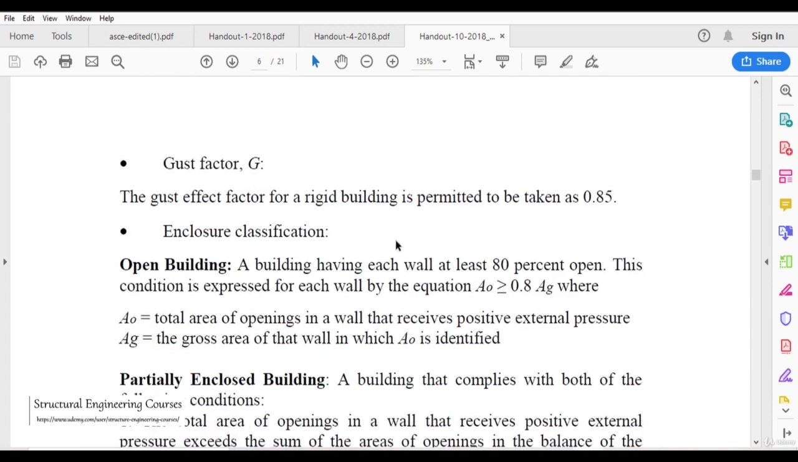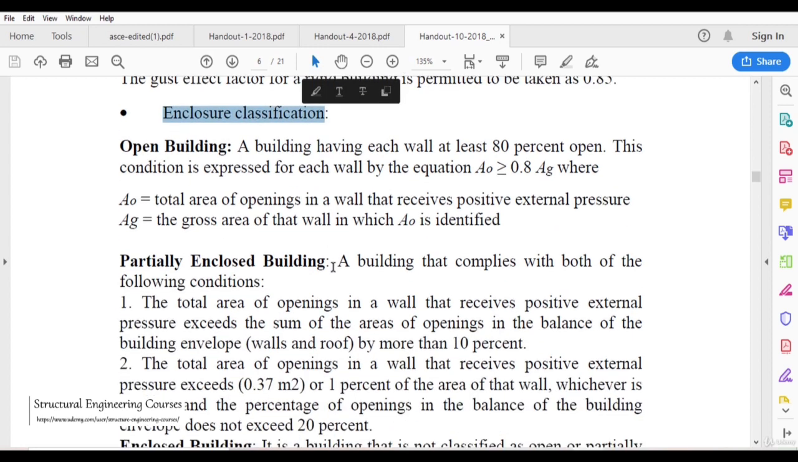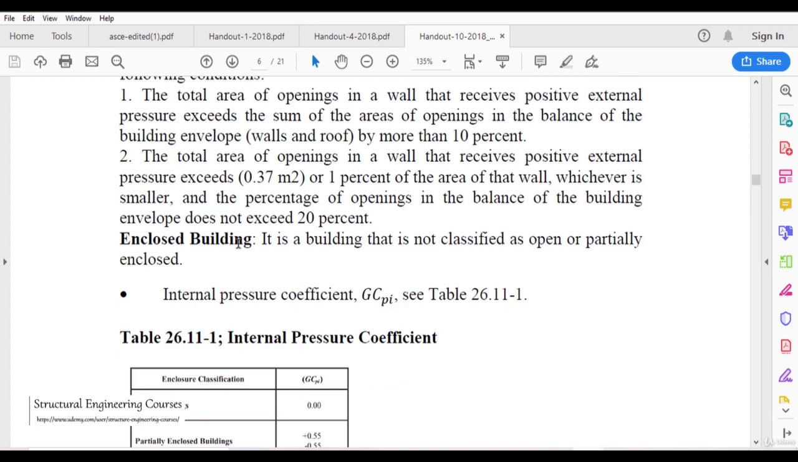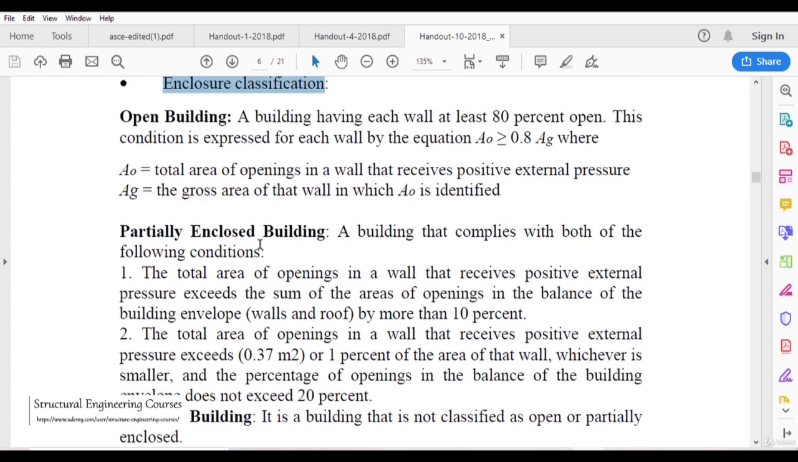So gust factor G, obviously for a rigid building, can be taken as 0.85. Enclosure classification can be open, partially enclosed or enclosed structures. So I repeat again that for open structures we don't need to worry about the internal pressure coefficients, and open means a building having each wall at least 80% open. So this condition is expressed for each wall with an equation. Obviously Ao, that is the total area of openings, should be greater than or equal to 0.8 times Ag. So Ao is the total area of openings in the wall, and Ag is the gross area of that wall in which Ao is identified.